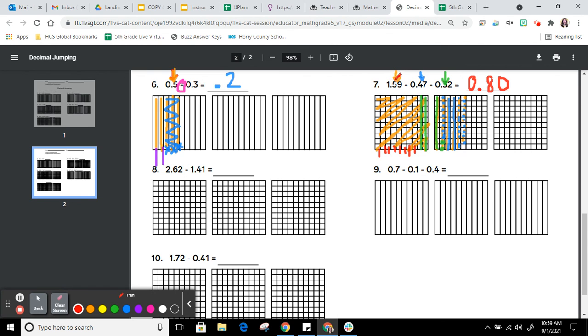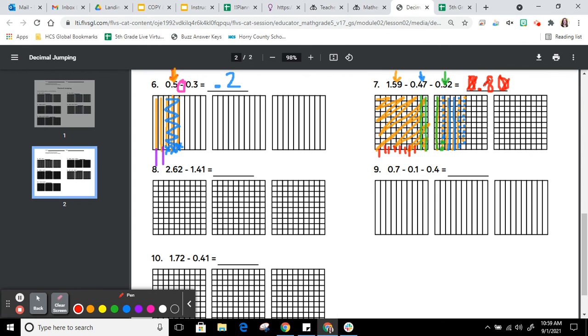So 1 and 59 hundredths minus 47 hundredths minus 32 hundredths is equal to 80 hundredths. We could also call this 8 tenths. You really don't need this 0 and you don't need this 0. And the number you have left over is 8 tenths. And that's because each of these columns is a tenth. Each column is a tenth and each column has 10 hundredths in them. So that's how you have 80 hundredths.